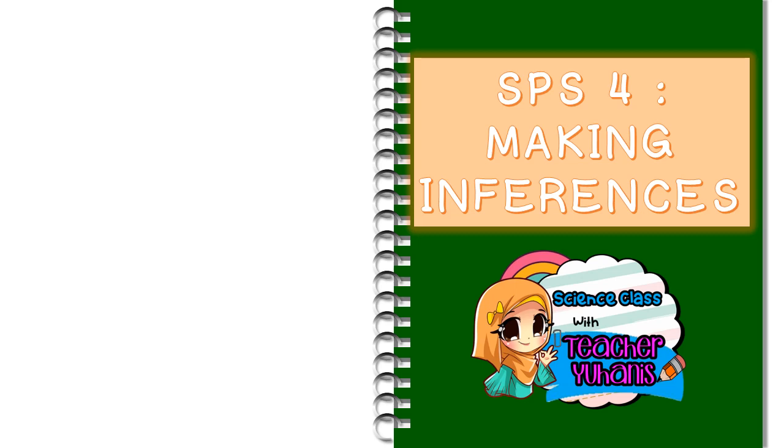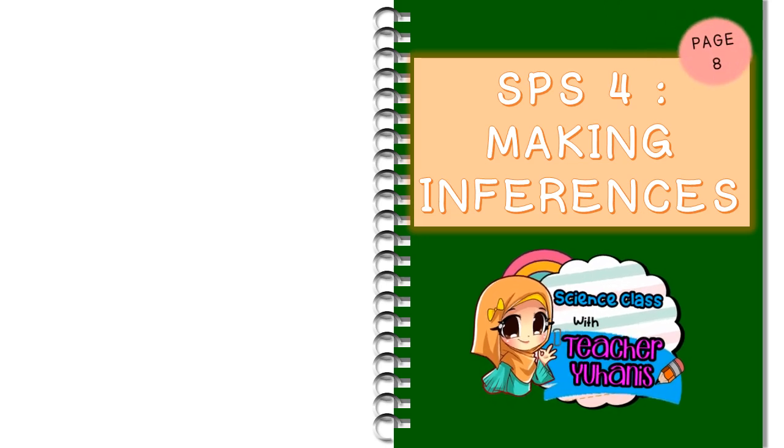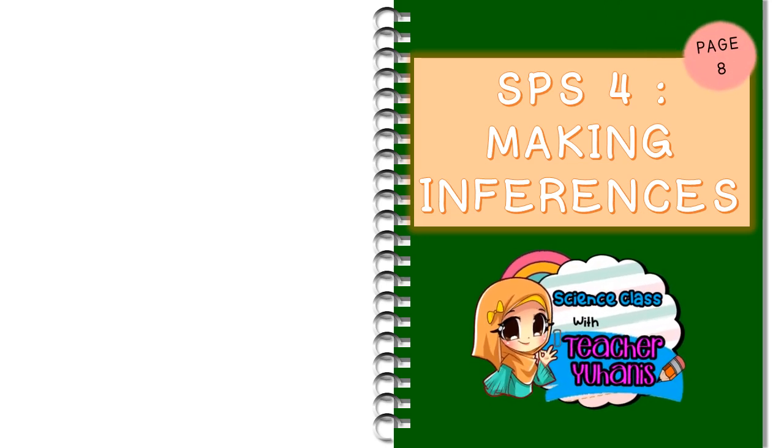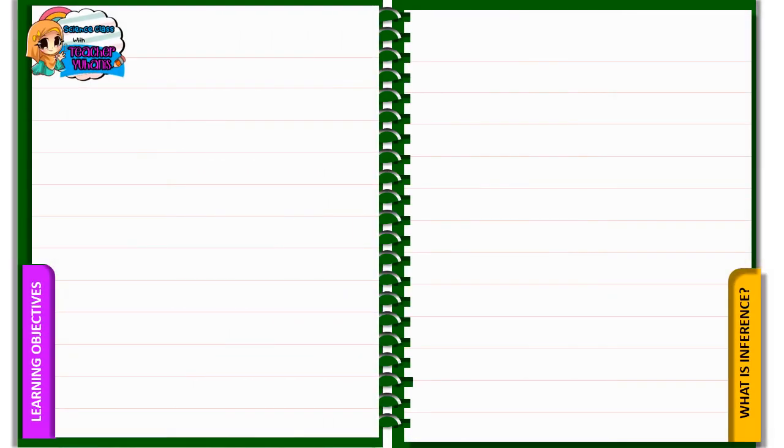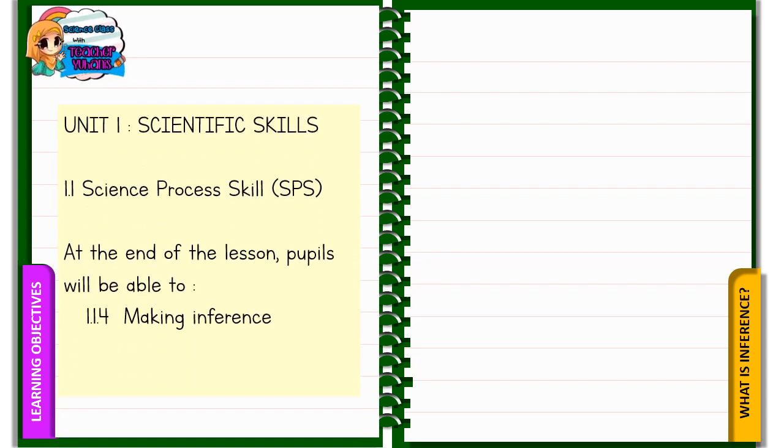For today, we are going to learn about SPS 4, Making Inferences. You can refer to your textbook on page 8. Our learning objective for today is scientific skill, science process skill. At the end of the lesson, student will be able to 1.1.4 Making Inference.